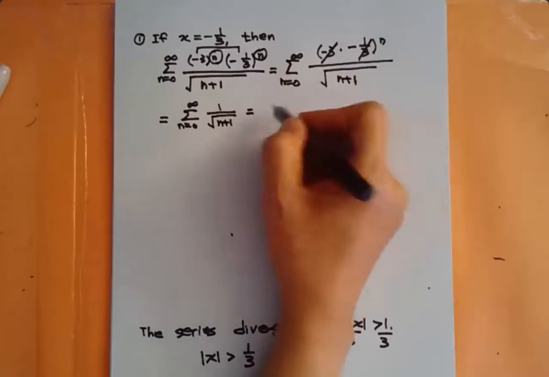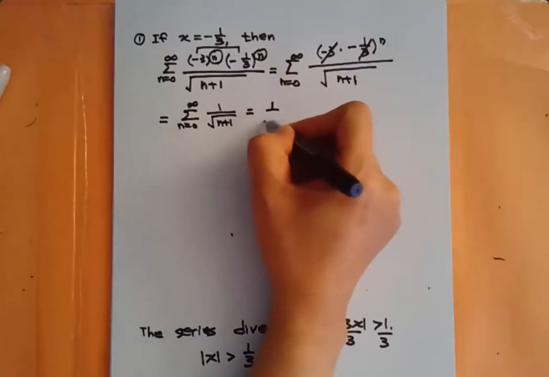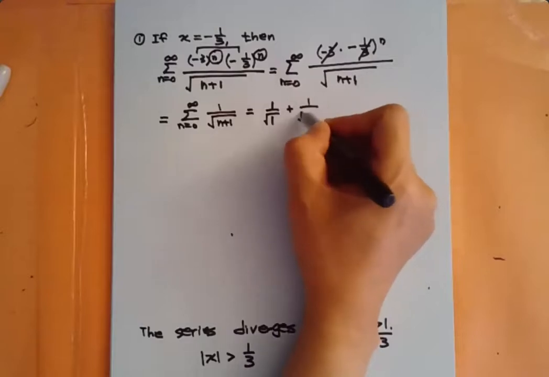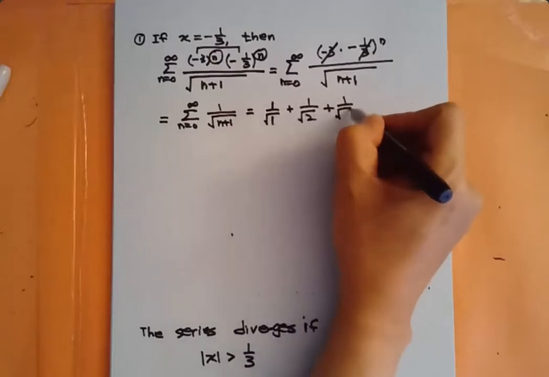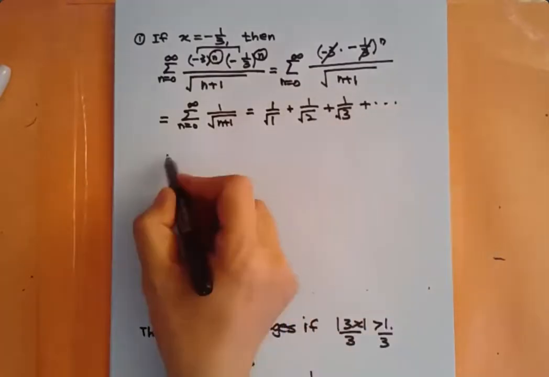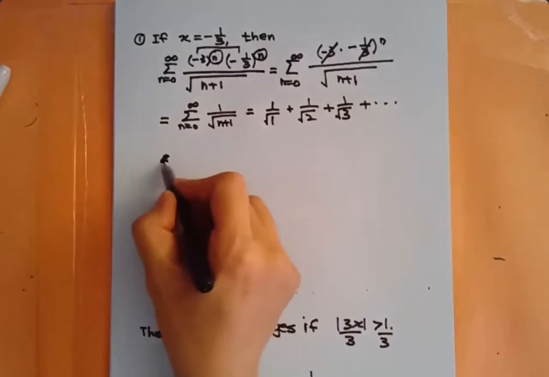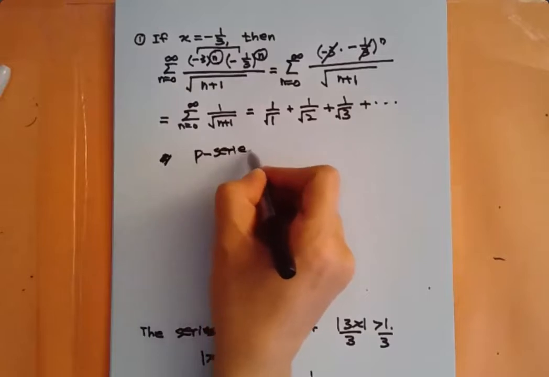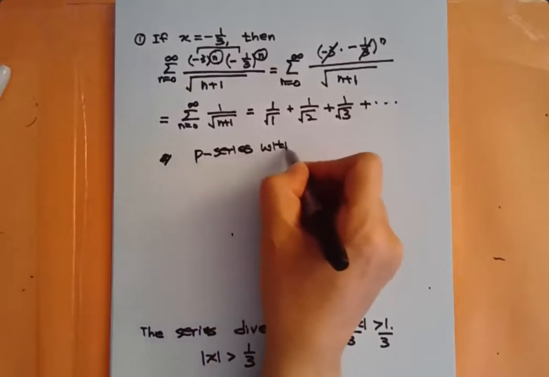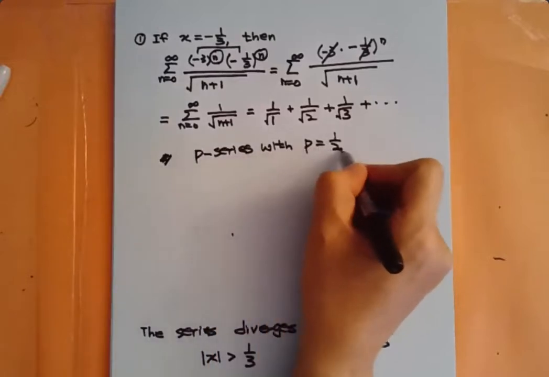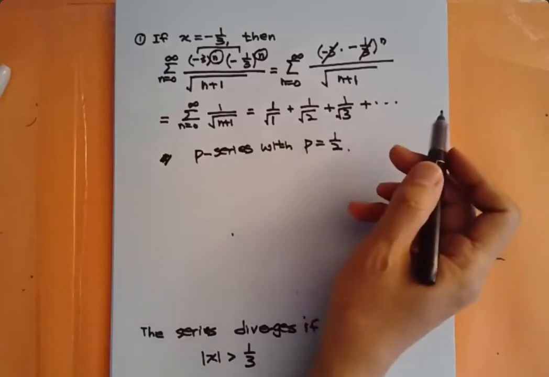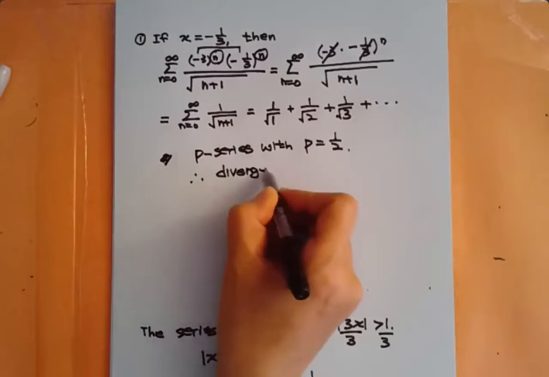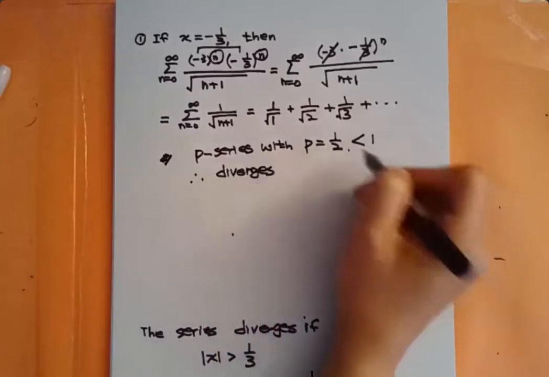So if you expand this out, it starts with 1 over square root of 1 plus 1 over square root of 2 plus 1 over square root of 3, and so on. And so this can be regarded as a p-series with p equals 1 over 2. The power is 1 over 2. So that diverges because p is less than or equal to 1.